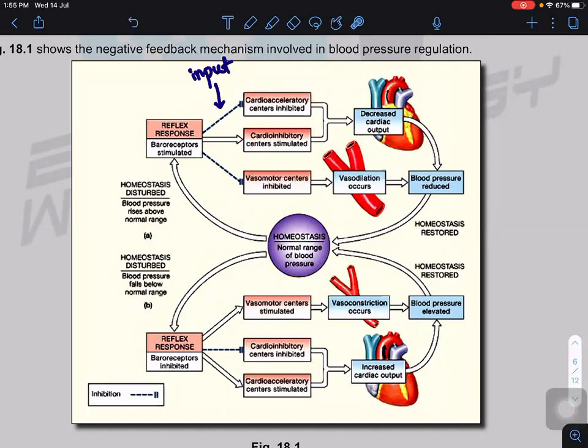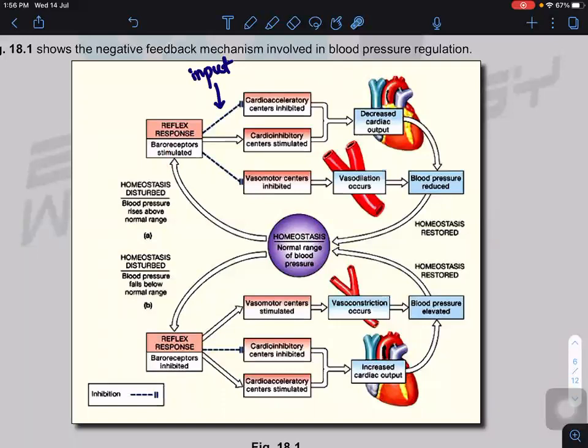Then it will cause a problem. Vasodilation too much, then cardiac output too low, it may cause the blood pressure too low. Can you see that? So it won't oscillate around what we call the range. Are you clear? So blood pressure reduced already, we need to send the signal, which must be able to be detected by the baroreceptor.